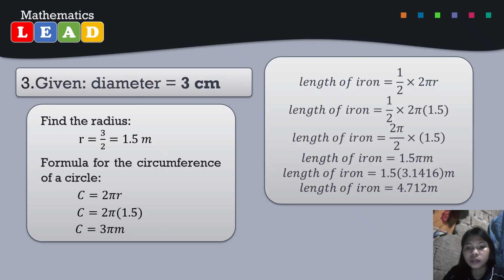To find the length of the arc, we have 1/2 times 2 pi r. Substituting, 1/2 times 2 pi times 1.5 is equal to 2 pi over 2 times 1.5. And now we have 1.5 pi meters. And since pi is equal to 3.14, we multiply it by 1.5, which gives us 4.712 meters. And that's the length of the arc.